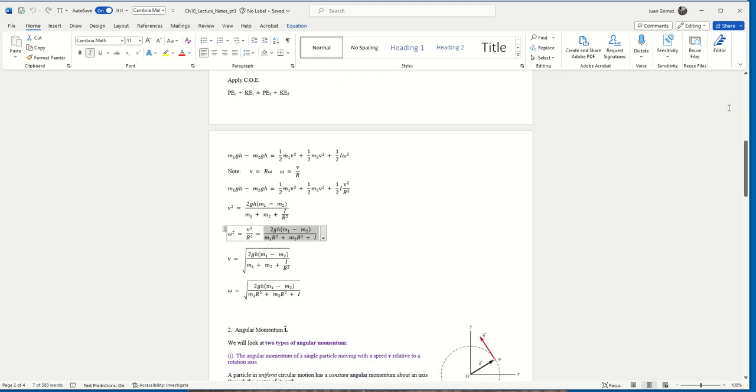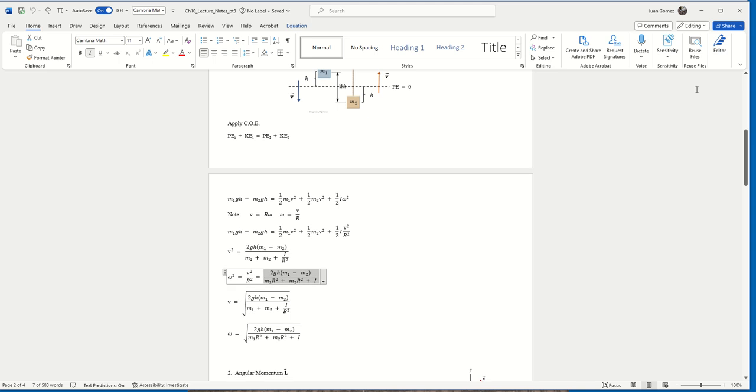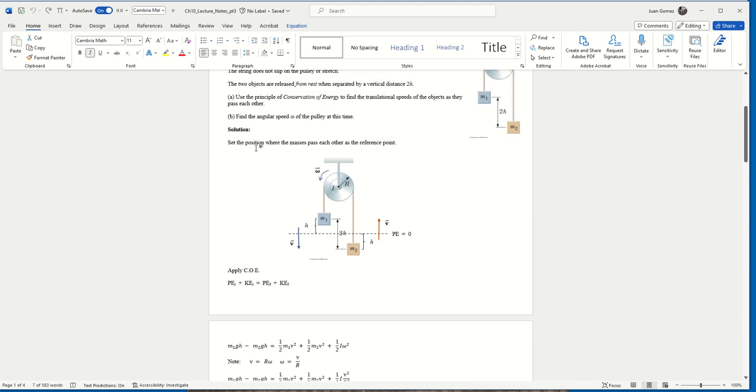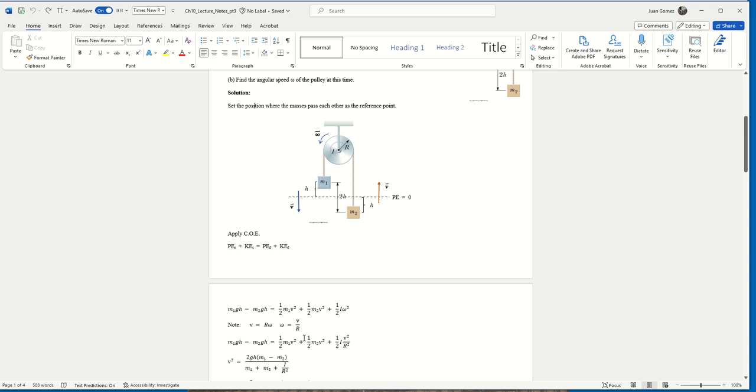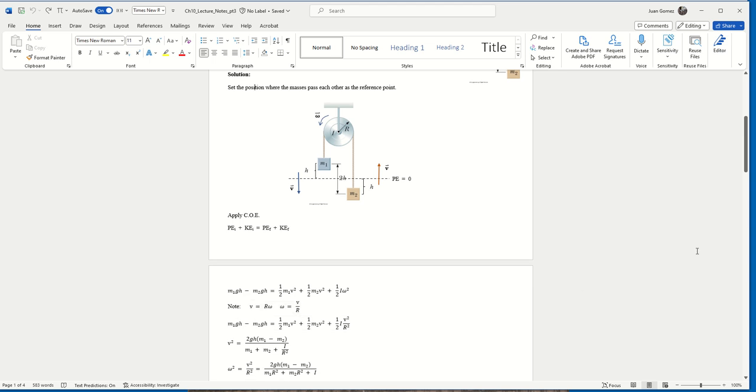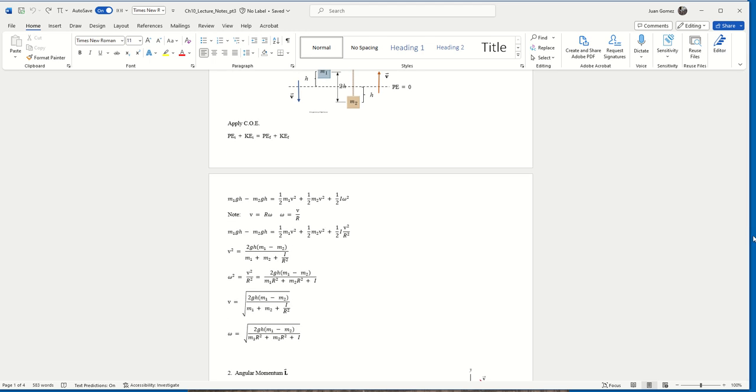So that's a conservation of energy approach. And it's somewhat easier because we don't have to worry about drawing the forces. It's just the linear speed v, with M1 falling and M2 rising, which is the tangential speed of a point on the edge of the pulley. And v is equal to r omega, meaning omega is v over r. I'm going to go ahead and save this video and then we'll do angular momentum.